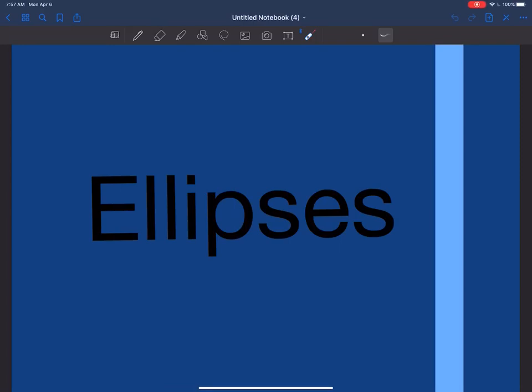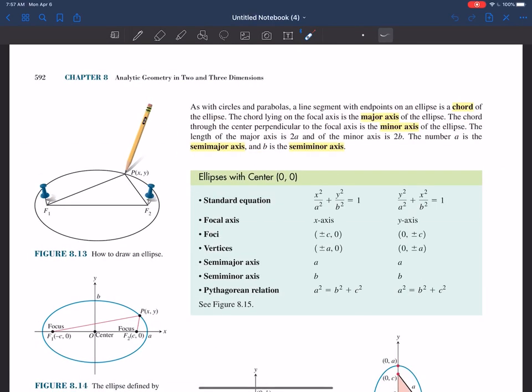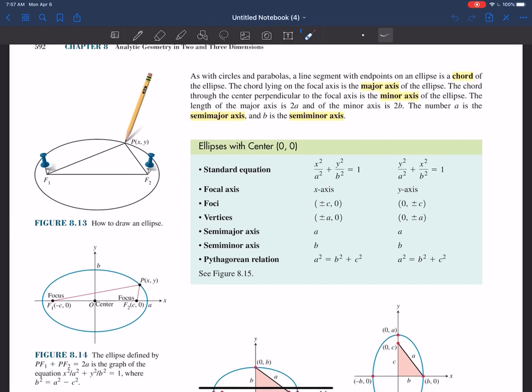Hello, today we're going to be talking about ellipses, how to find the standard equation, and how to find some of the properties. So this will be an example of an ellipse. There are different parts to the ellipse.